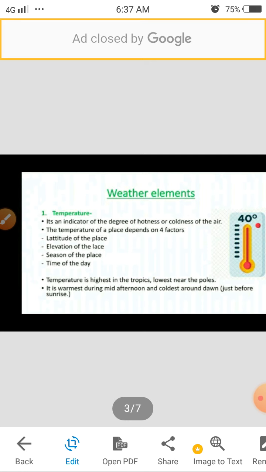Temperature is the highest in the tropical region and lowest in the polar regions. The reason is the same in the tropical region: the rays of the sun can directly fall, so the temperature is the highest. But near the polar region, the sunlight can't directly fall, and so there is the lowest temperature in the polar region.